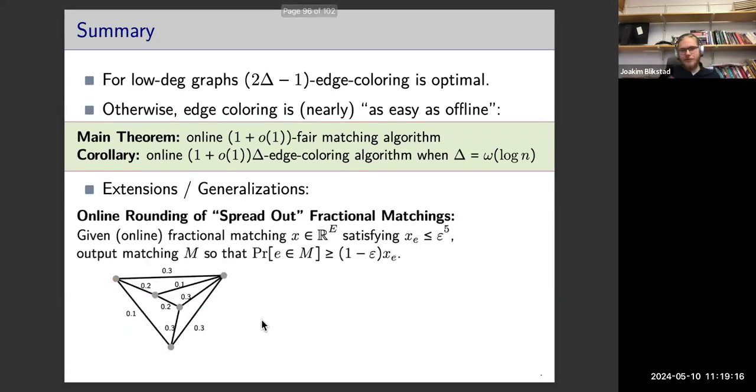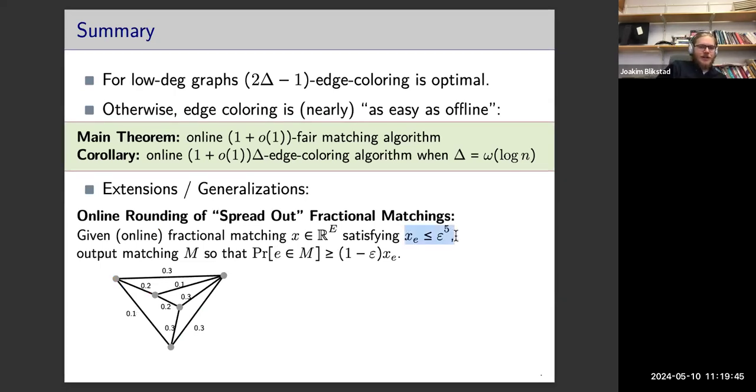So another very cool generalization, I think, is of this technical result of the fair matching algorithm. And that's that we can do an online rounding of a fractional matching as long as the input fractional matching is kind of spread out. So say we're given a graph in an online setting, so edges arrive, and along with the edges also arrive some values x_e, which is a fractional matching.